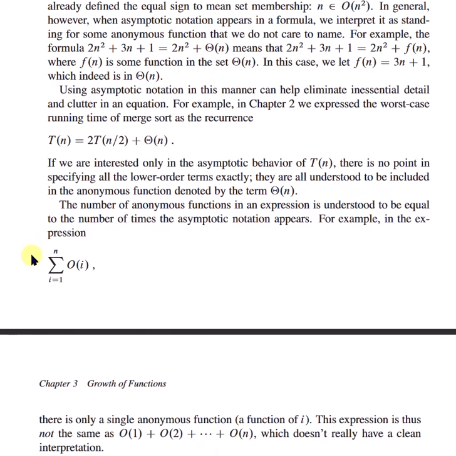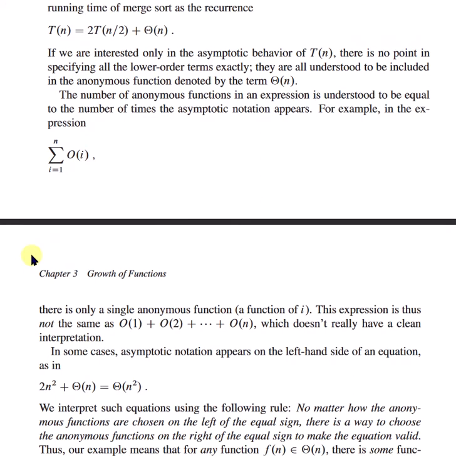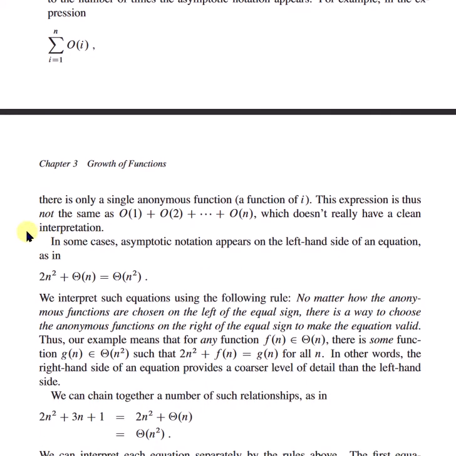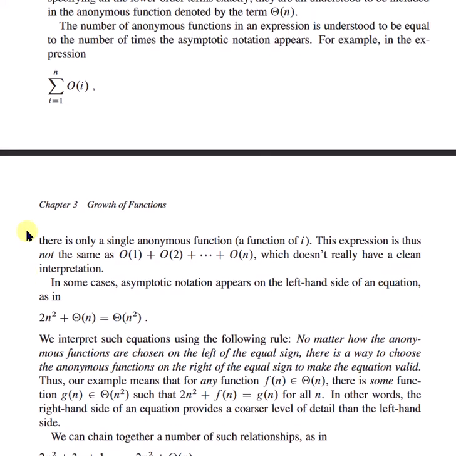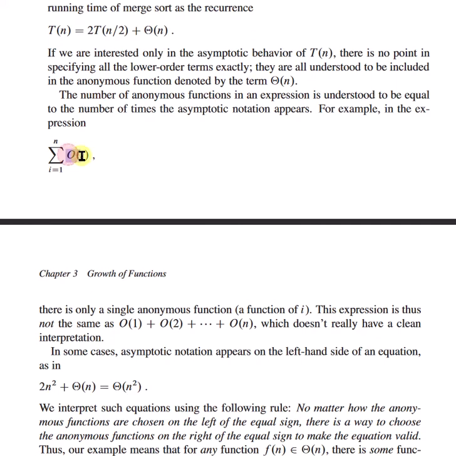The number of anonymous functions in an expression is understood to be equal to the number of times the asymptotic notation appears. For example, in the equation summation of i equal to 1 to n of big O of i, there is only a single anonymous function, a function of i. This expression is thus not the same as big O of 1 plus big O of 2 plus big O of 3 till big O of n, which doesn't really have a clean interpretation.